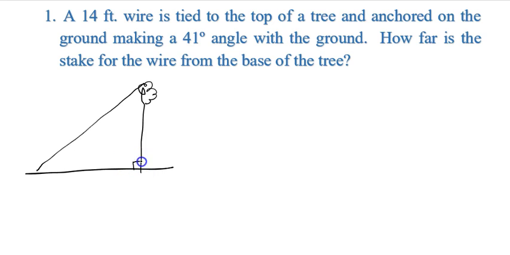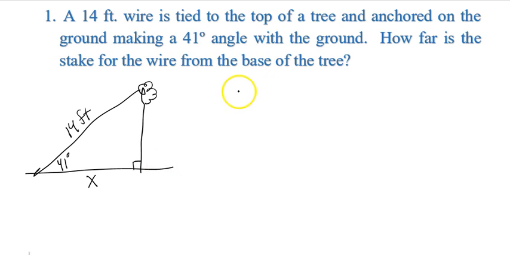So obviously the tree and the ground we're going to assume makes a 90-degree angle. The 14-foot wire goes from the top of the tree to the ground. So I'm going to label that 14 feet. It makes a 41-degree angle with the ground. So 41 degrees. The question is, how far is the stake for the wire from the base of the tree? So the stake would be right here, and we want to know this distance, so this side.